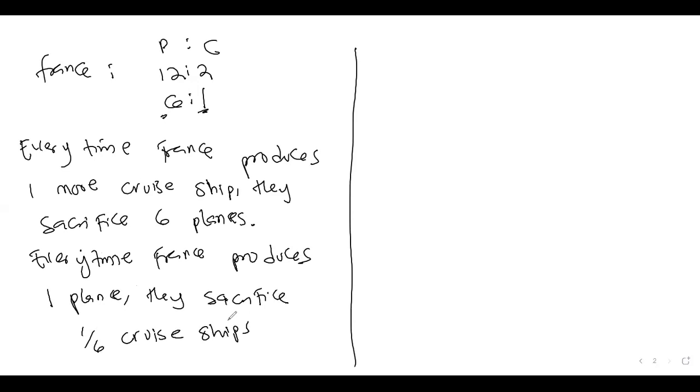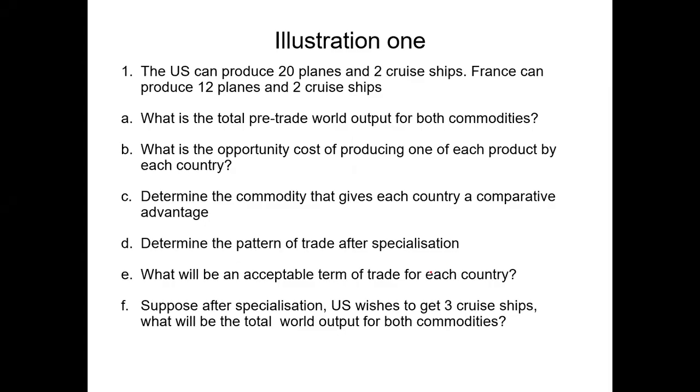They sacrifice 1/6 cruise ships. All right, that is what they are going to do. They are going to sacrifice 1/6 cruise ships because 1 cruise ship is to 6 planes. That means that 1 plane will be 1/6 cruise ships. All right, the inverse.